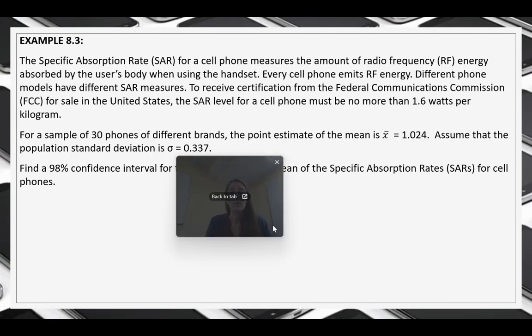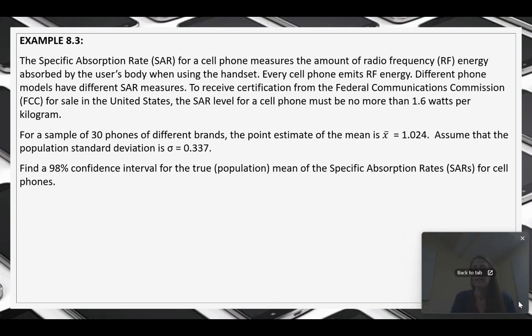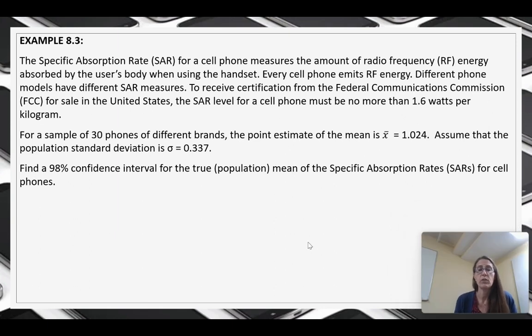All right, here's example 8.3 that we're going to do in Excel. So the specific absorption rate, the SAR, for a cell phone measures the amount of radio frequency energy absorbed by the user's body when using the handset. Every cell phone emits RF energy. Different phone models have different SAR measures. To receive certification from the Federal Communications Commission, the FCC, for sale in the United States, the SAR level for a cell phone must be no more than 1.6 watts per kilogram.